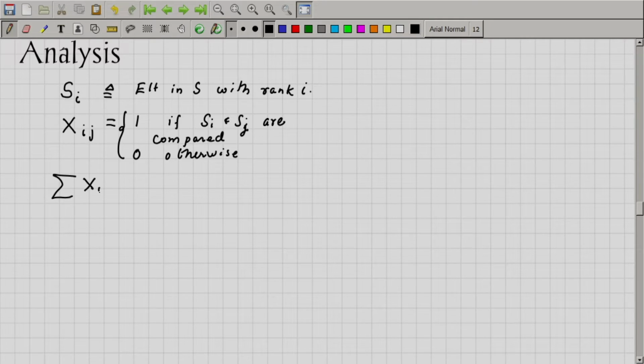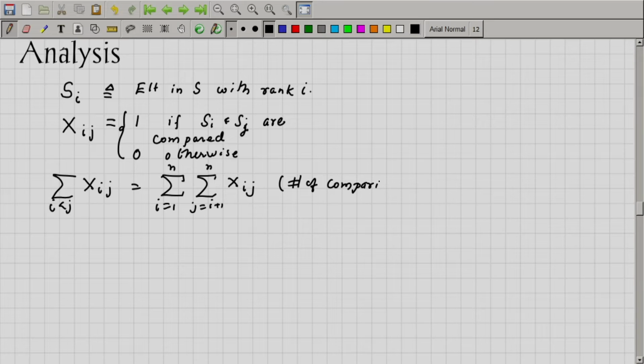So, the total number of comparisons gives us a bound on the running time of the algorithm. So, if we look at the summation of Xij over all i less than j, this can be written as summation i going from 1 to n, summation j going from i plus 1 to n of Xij. Okay. So, this is the number of comparisons. We want to estimate how much this is. So, let us see when Si and Sj will be compared.